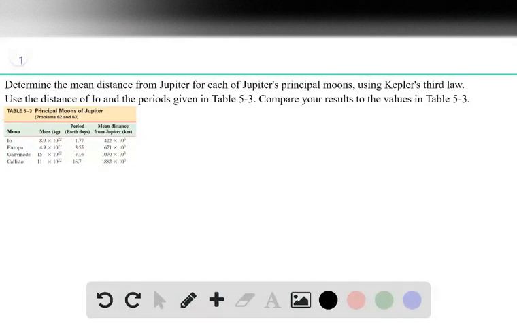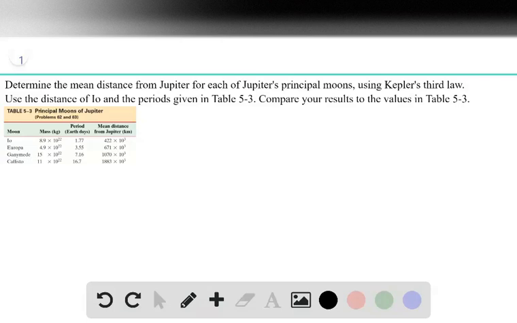Hey everyone, this is question number 63 from chapter 5. This problem asks us to determine the mean distance from Jupiter for each of Jupiter's principal moons, using Kepler's third law, the distance of Io, and the periods given in table 5.3. Compare your results to the values in table 5.3.